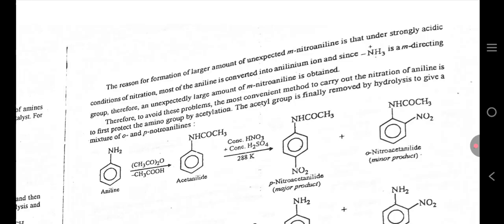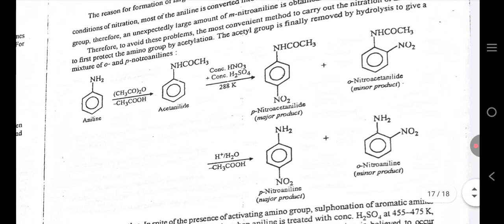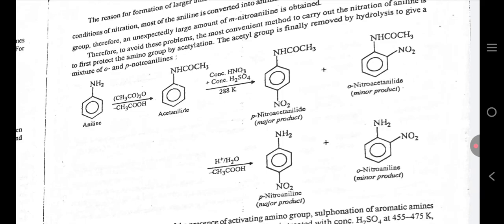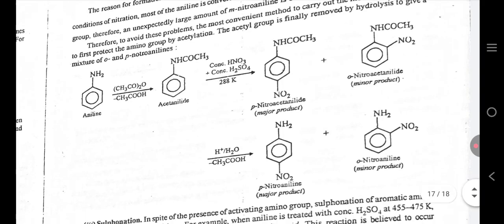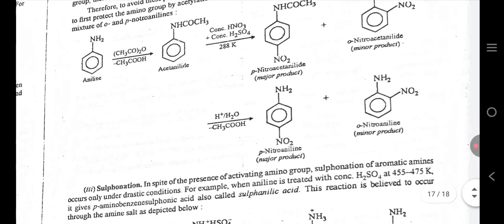Therefore, to avoid these problems, the most convenient method to carry out the nitration of aniline is to first protect the amino group by acetylation. The acetyl group is finally removed by hydrolysis to give a mixture of ortho- and para-nitroanilines.